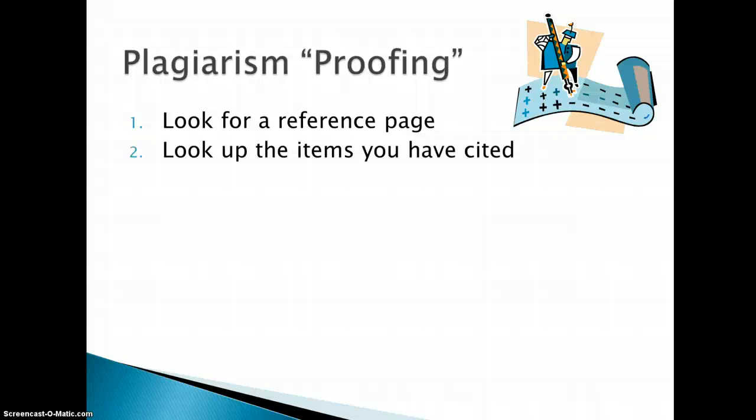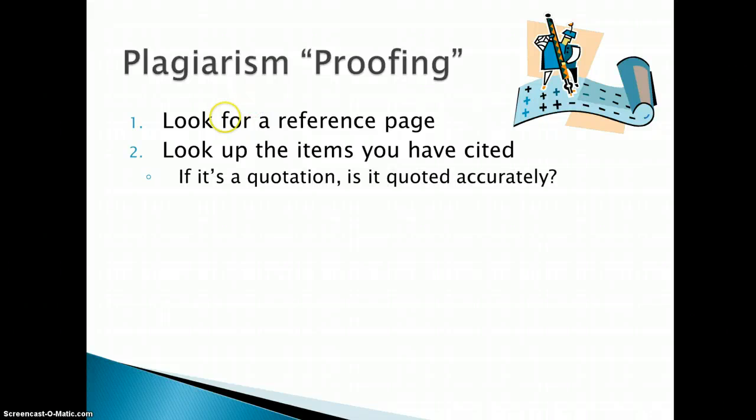The second thing you should do is look up the items you have cited. So scan your paper, find everything where there's a citation, and go to the page in the book where it's cited from. Double check to see if you've copied any words. So if it's a quotation, is it quoted accurately? Do you have the exact wording from the book exactly correct? Are there any words that you've added to this quotation, if it's a quotation?